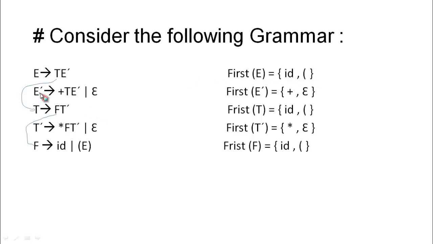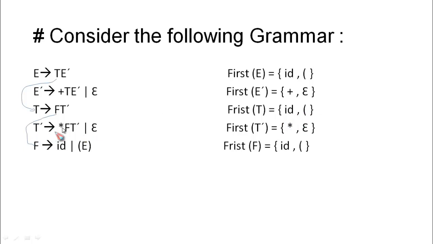And the second one is E prime implies plus T E prime or epsilon. The first ones are plus and epsilon, so these are terminal symbols, so we put them in the first function of E prime. And the third one is T implies F T prime. Again F is an uppercase letter, that means a non-terminal symbol, so we follow F and find ID and the opening bracket, which are terminal symbols, so we put them in the first of T: ID and the opening bracket.